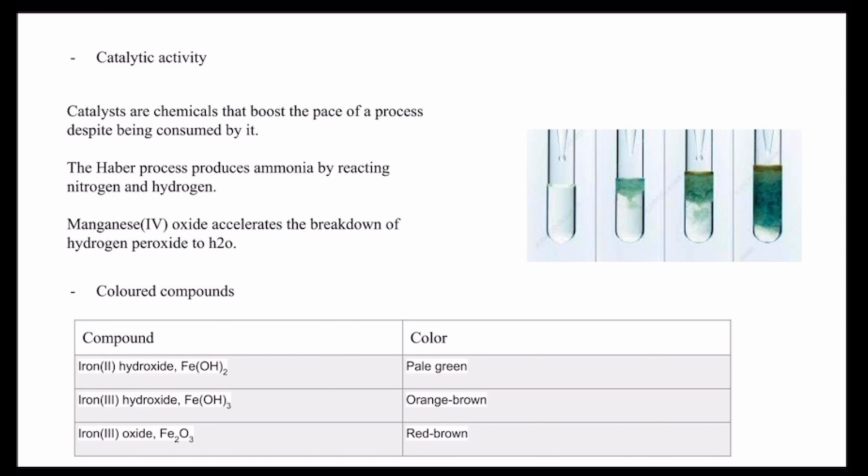And then colored compounds. Here's an example of how these compounds can transform into color. So I put one example. As the first one, iron hydroxide. As you can see, it's a pale green color. As for the rest of them, it could be orange brown or red brown, anything like that.